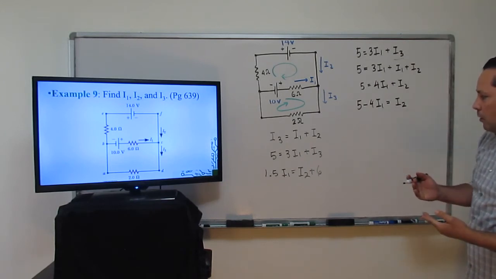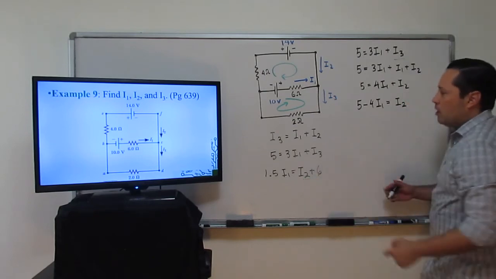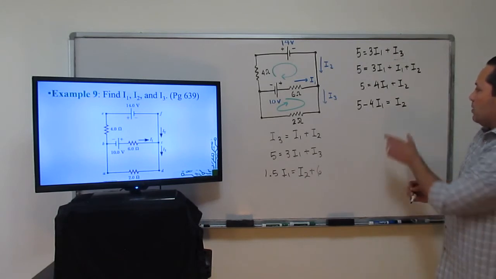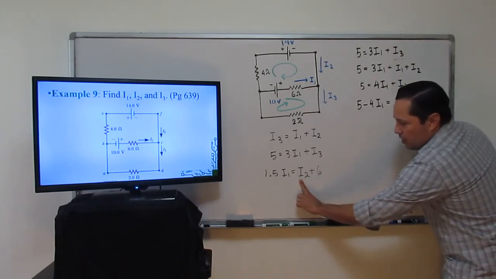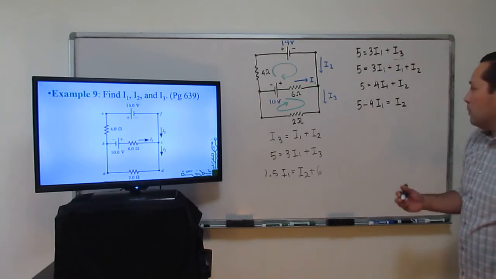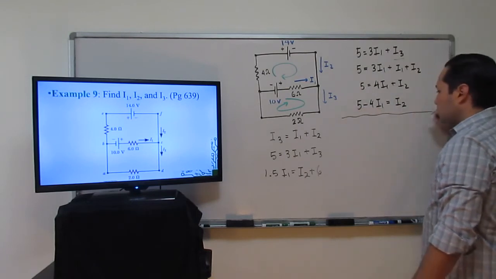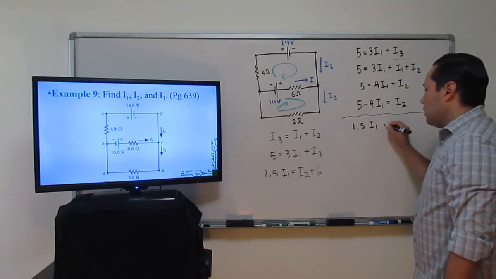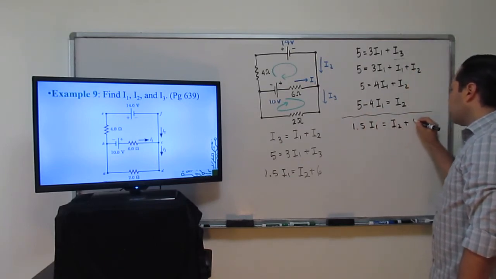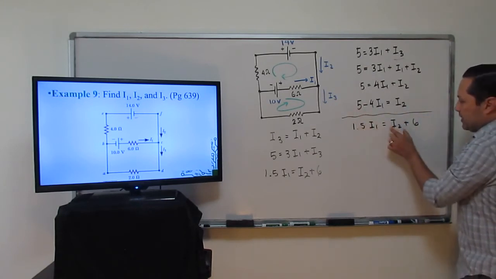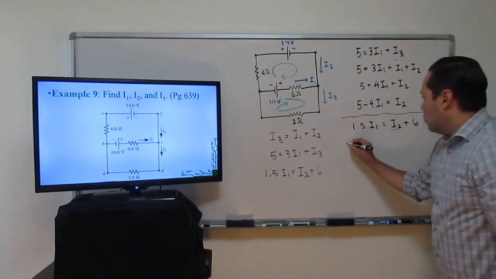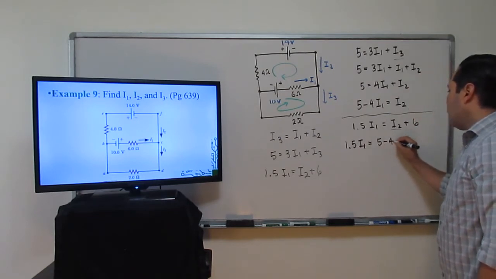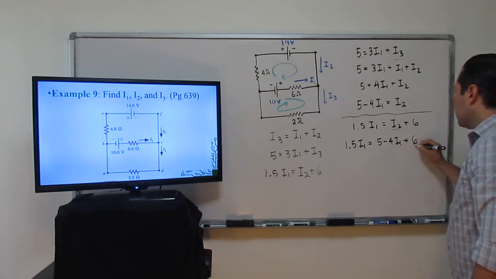So how can we use this formula? Well, you see this formula right here. It has both I1 and I2. Both of them have the same thing. So what we can do is substitute this into this formula right here, and then solve for I1. So I'm going to get this formula, 1.5 I1 is equal to I2 plus 6. I'm going to substitute all of this right there, so it ends up looking like this: 1.5 I1 equals 5 minus 4I1 plus 6.